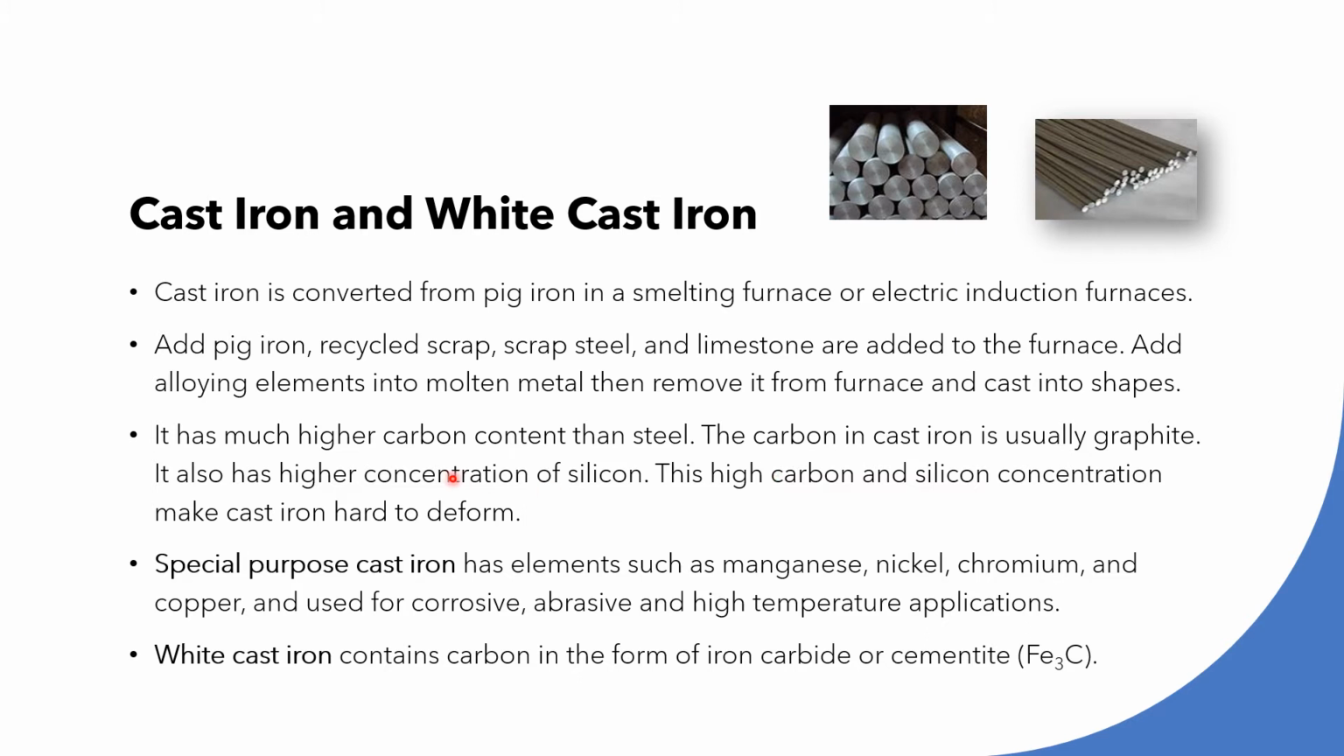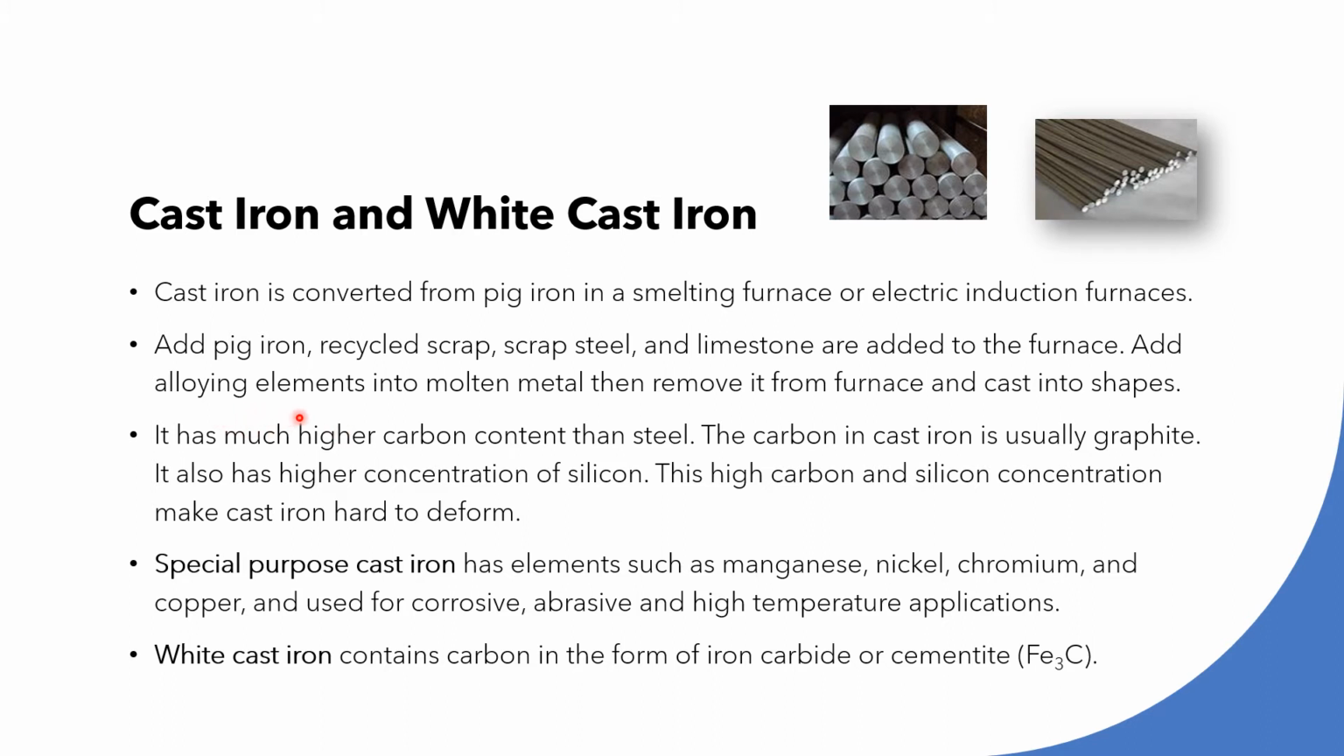So cast iron, we're going to convert it again from our pig iron. Pig iron is converted from your iron ore, right? So now we're going to make cast iron from pig iron. So we use a smelting furnace. We also use the electric induction furnaces because it's faster. So first you add your pig iron, and you add your recycled scrap, okay? And then you add your scrap steel. You add a little bit of your limestone to the furnace. Heat it up to a very, very high temperature.